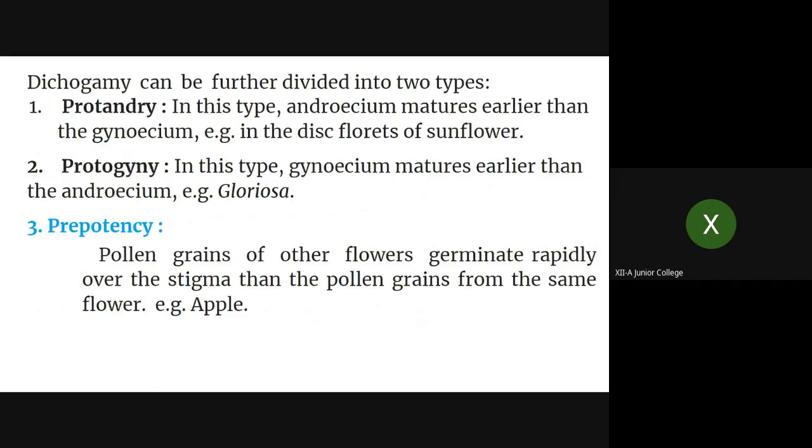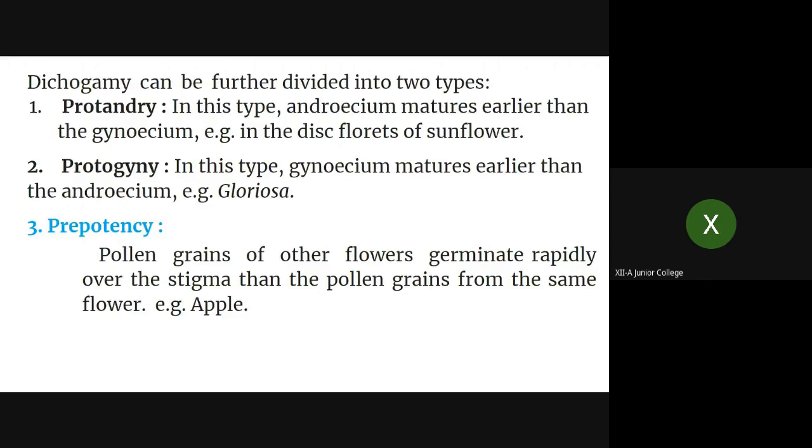Now, there are two things which you need to remember. There are two types of dichogamy. One is called protandry and the second is called protogyny. Pro is first, previous. In protandry, androecium matures first, before or earlier than the gynoecium. Example is disc florets of sunflower.